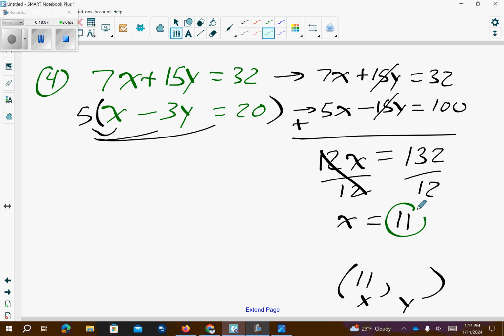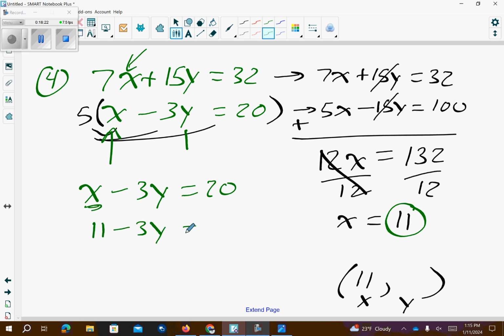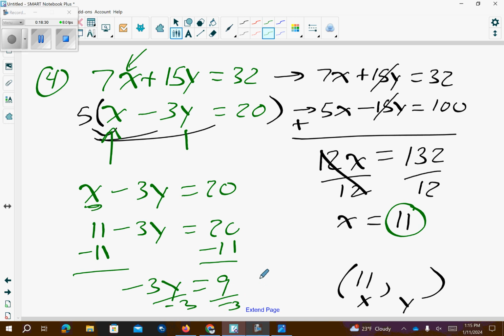So I'm going to take this 11, and I'm going to plug it in either to this x or to this x. I'd probably pick the first one. So remember, this is my first equation. Okay, plug the 11 in right here. Subtract 11 from both sides. Negative 3y equals 9. Divide by negative 3. So that's going to give me 9 over negative 3 is negative 3. And there's my answer.